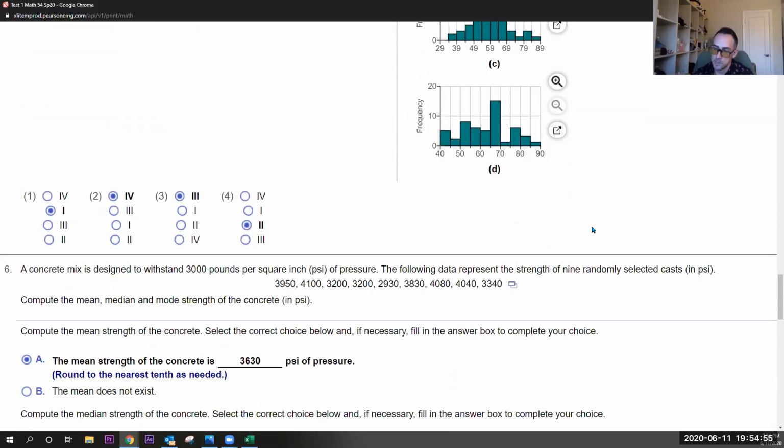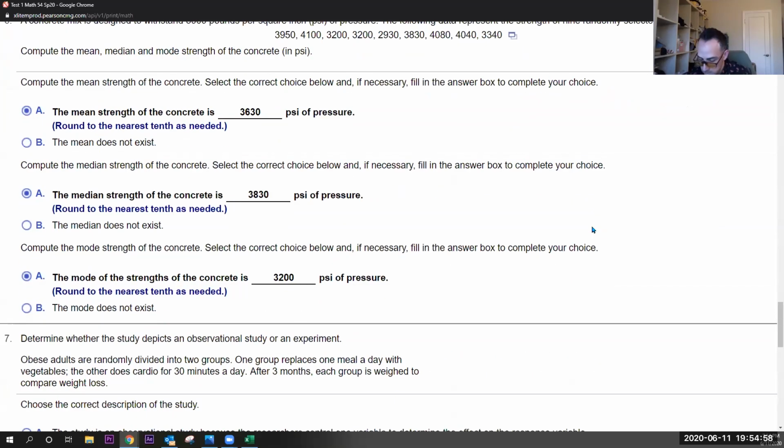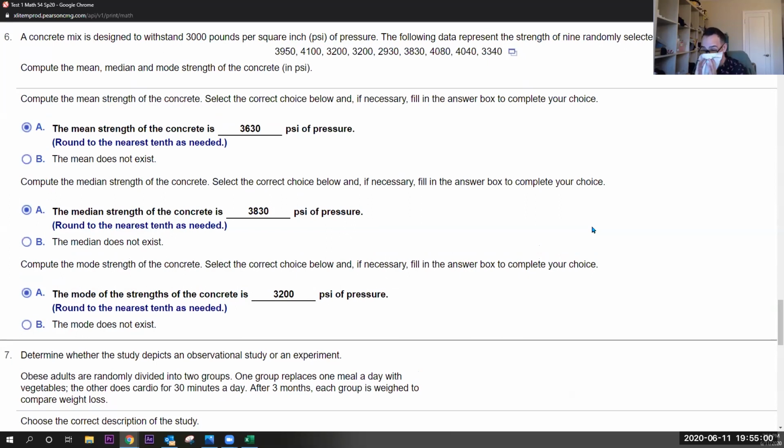And then what else? 6 says, what does 6 say? It's talking about mean, median, and mode, right? So it just gives you a bunch of data, and it says find the mean, median, and mode from a given set of data. Plug the data into L1. Pretty standard. Just do one of our stats, right? Yeah.